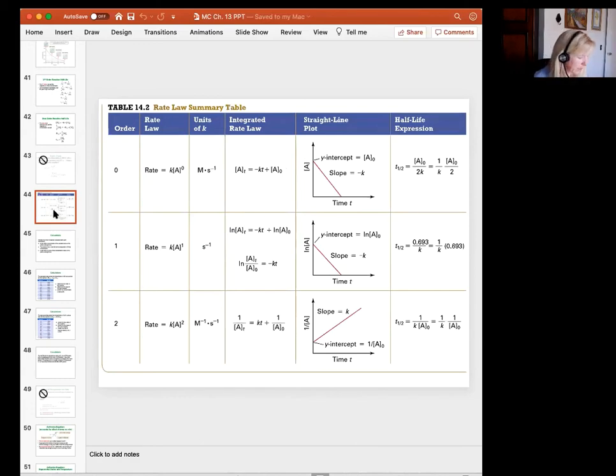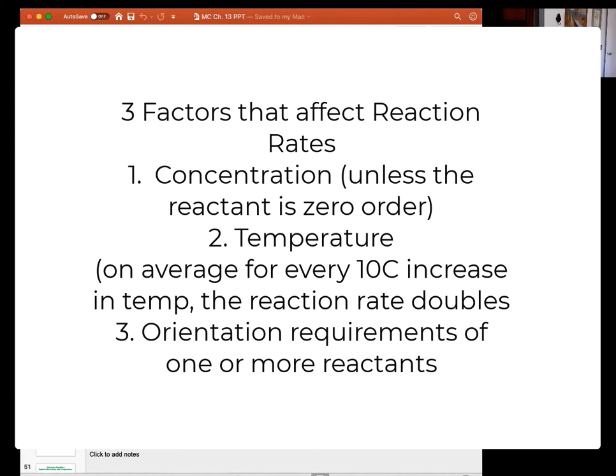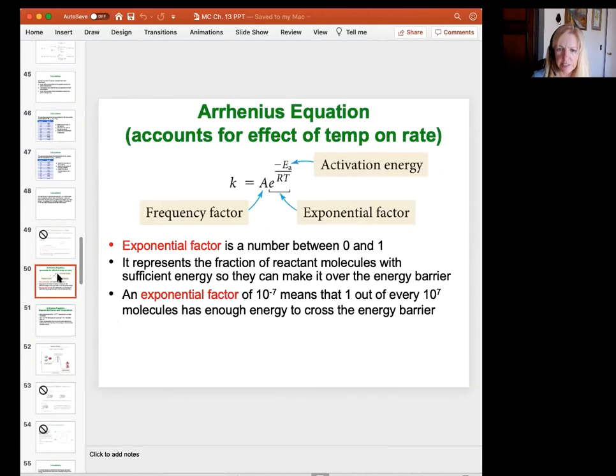Now we're going to look at the effect of temperature on rate. Because up to this point we haven't considered temperature at all on the overall rate of a chemical reaction. So now we're going to look at the effect of temperature. And if you remember, the three things that affect the rate of a reaction are concentration, which we've dealt with a lot up to this point, temperature, which we haven't talked about, and orientation. So we're going to look at temperature and we're also going to look at orientation. We're going to look at those together. And we're going to do that using this equation here.